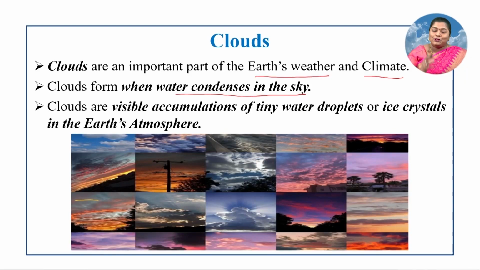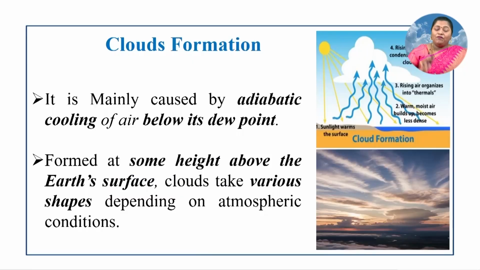So, how are the clouds formed? The condensation process is the most important process in cloud formation. That is, the clouds are a visible accumulation of tiny water droplets or ice crystals in the Earth's atmosphere. It is very magical that water vapor is not visible, but if it turns into clouds due to the condensation process, it becomes a visible process happening in the Earth's atmosphere.